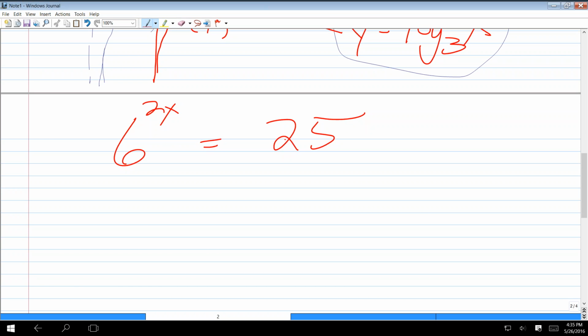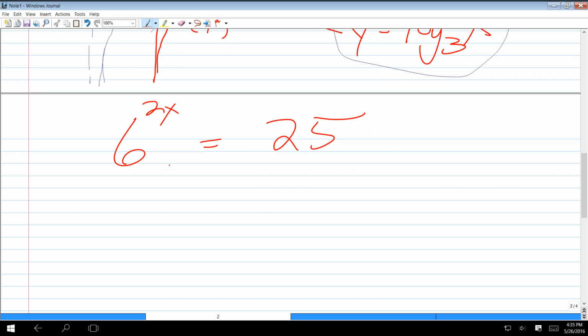So let's take the problem you gave me. 6 to the 2x equals 25. We do not have algebra that can solve this. This can only be solved using logarithms because this is an exponential expression over here. Okay. Not an algebraic expression. So you got to put it into logarithmic form.